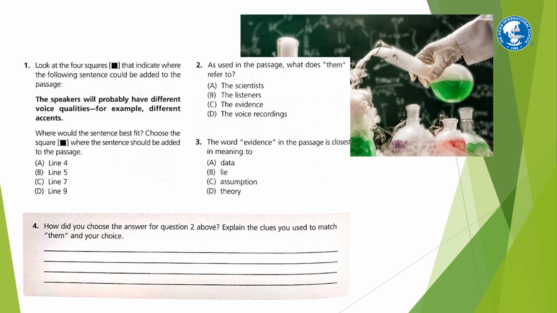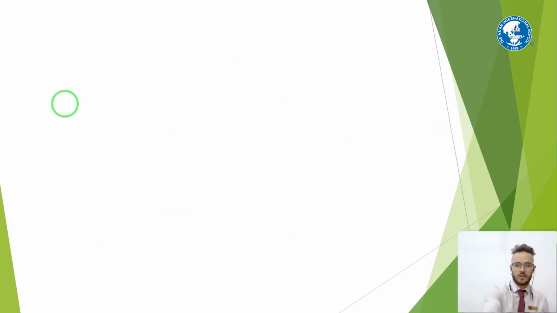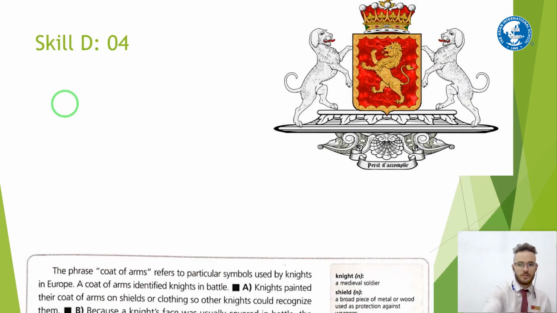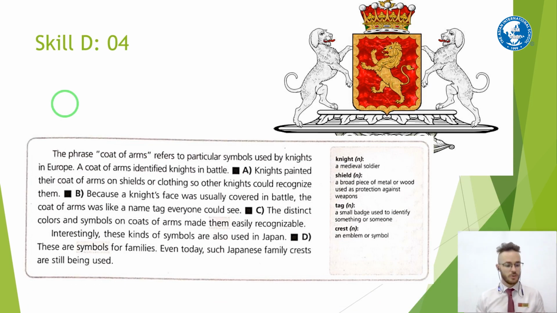Okay, again, give yourself a score, and we will move on to number 4. Getting through these today. Okay, coats of arms. 5 vocab words here again. No, sorry, just 4. Knight with a K, a medieval soldier. Shield. You can see in the picture, the big red bit in the middle is a shield, a piece of metal or wood used as protection against weapons.